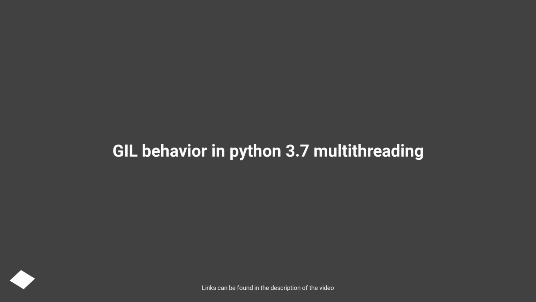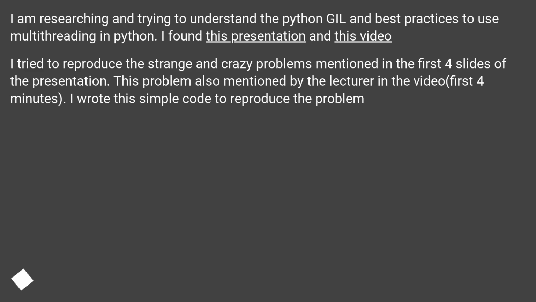GIL behavior in Python 3.7 multithreading. I am researching and trying to understand the Python GIL and best practices to use multithreading in Python. I found this presentation and this video.